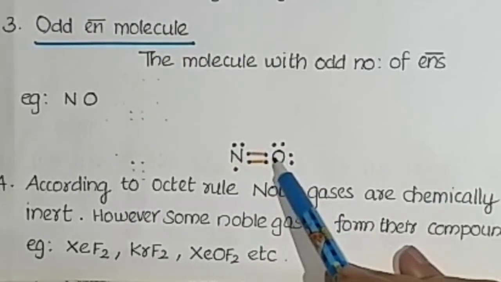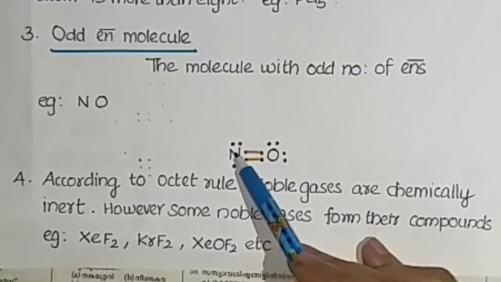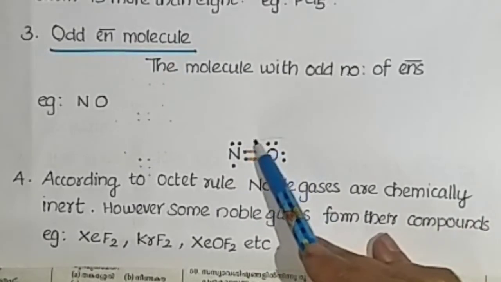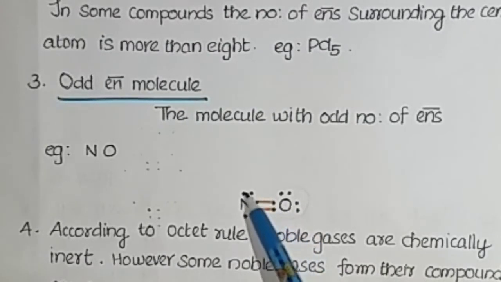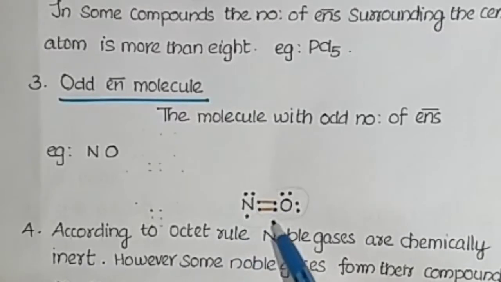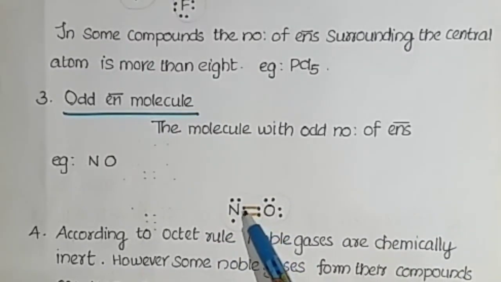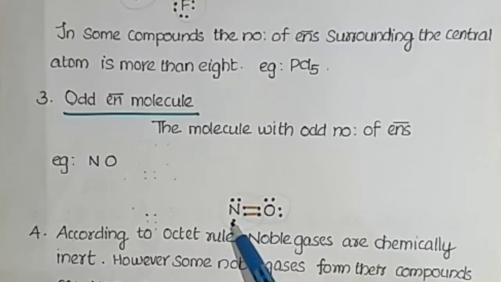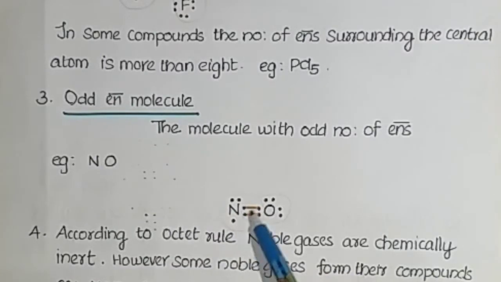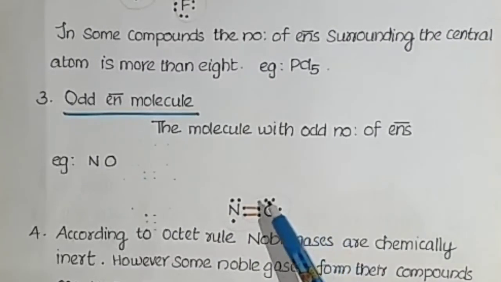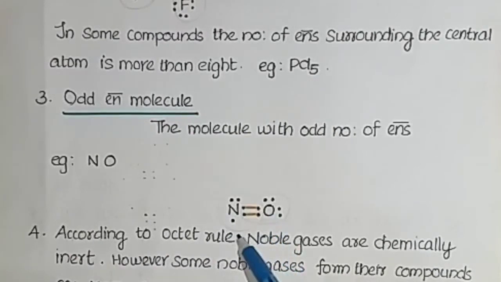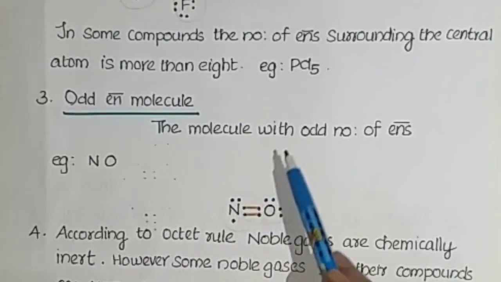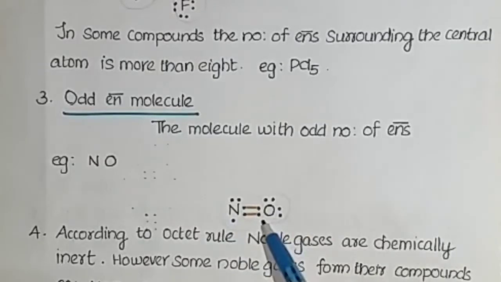This oxygen shares 2 electrons with this nitrogen atom to form a double covalent bond. Then oxygen completes its octet. But in the case of nitrogen, how many electrons are surrounded? 1, 2, 3, 4, 5, 6, 7 electrons. That means 7 electrons, an odd number of electrons. This does not complete the octet. So this is an example of an odd electron molecule.